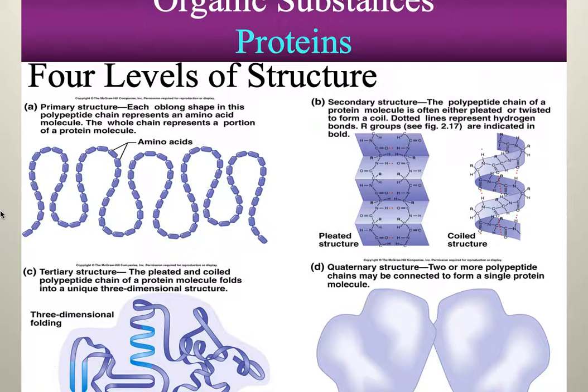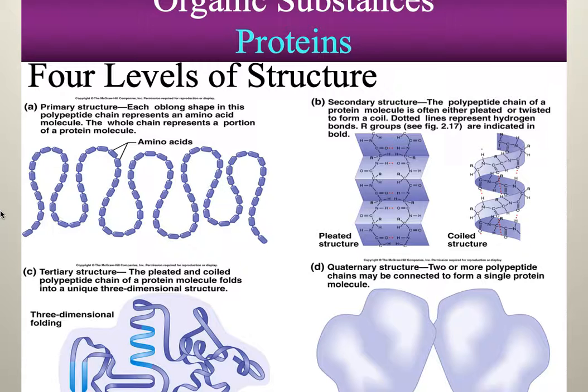Okay, proteins can take up different shapes based upon how they fold. The first type of folding we see is called the primary structure. That's just the sequence of amino acids that are running from one to the next. These amino acids can then fold on each other like sheets of paper. That's called a pleated structure or a beta pleated sheet. Sometimes they can twist on each other like a coil. That is called an alpha helix.